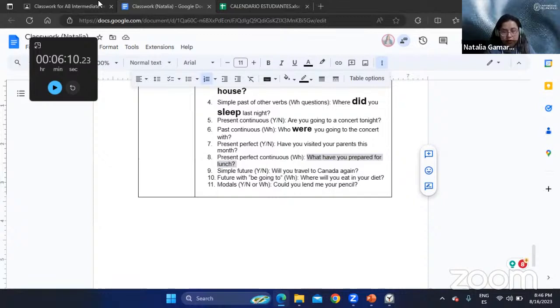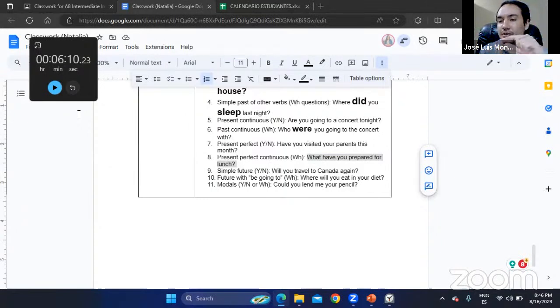And what are you preparing for lunch? Close, but are is present, right? That's simple present. We don't need the simple present here. We need the present perfect. So are is the verb to be in simple present. Were is the verb to be in simple past. What is first? What is the past participle of the verb to be?